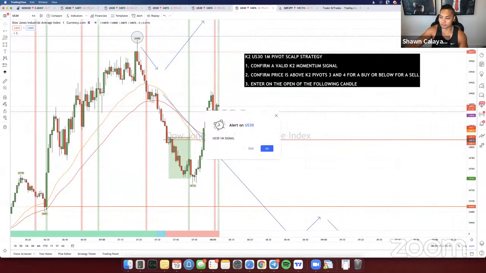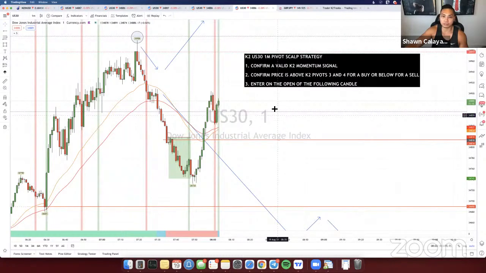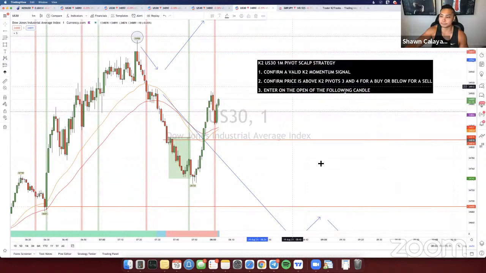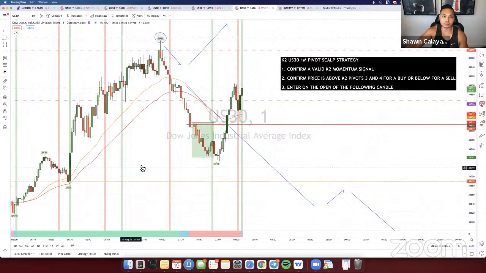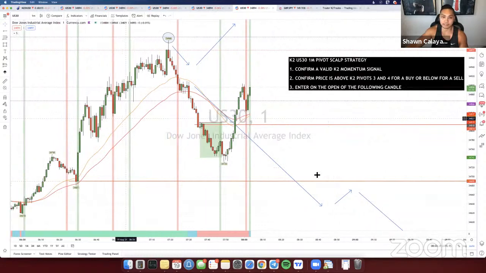Lamar said, hey, Shawn, in your training and the course, you mentioned the ability to take those reverse K2 momentum signals, but I don't see you taking them. Why not? They seem to play out well often, like that last buy signal below the pivots. Which strategy are you talking about, Lamar? I'm trying to figure out what you mean. Because there's a strategy like that, but it's meant for the higher time frames. It's not meant for these shorter ones. So that's like an intraday strategy.